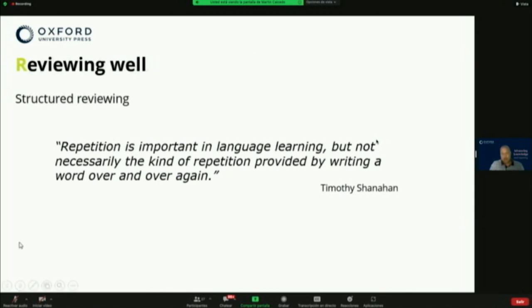And reviewing well, which is the R from CARE. Basically, reviewing well is structured reviewing. Again, repetition is important in language learning, but not necessarily the kind of repetition that is provided over and over again. When we talk about reviewing well, we're talking about more than just going over the same vocabulary over and over again. It is not enough.